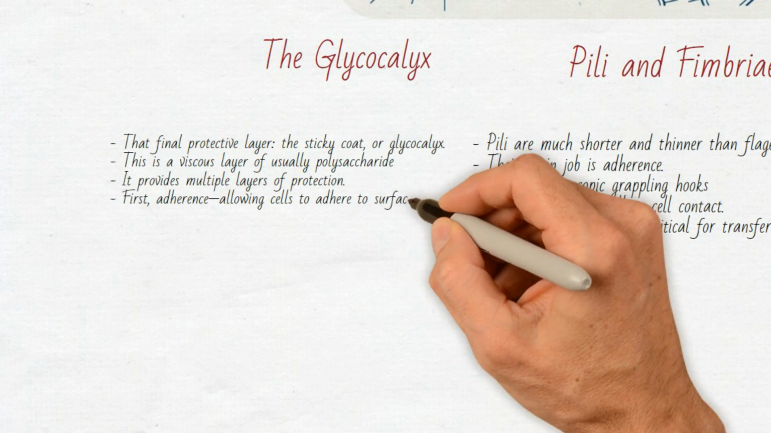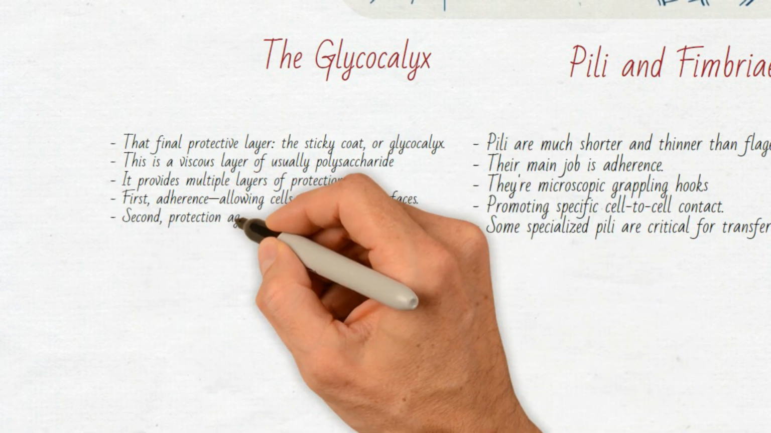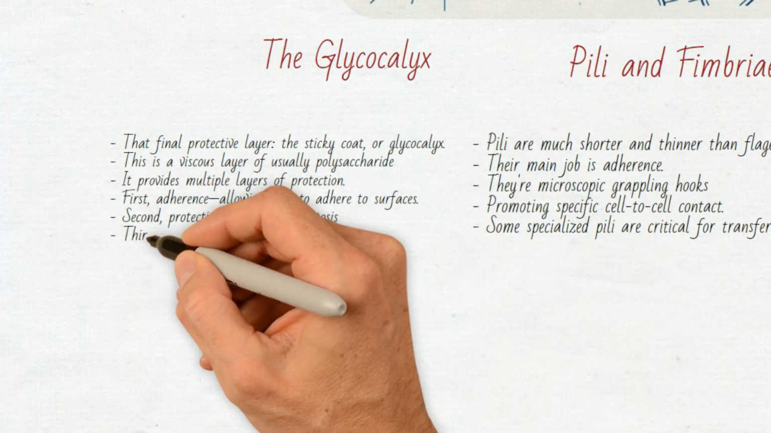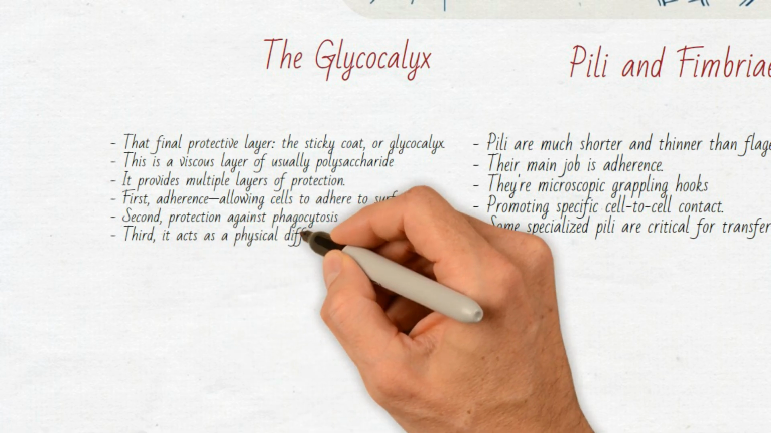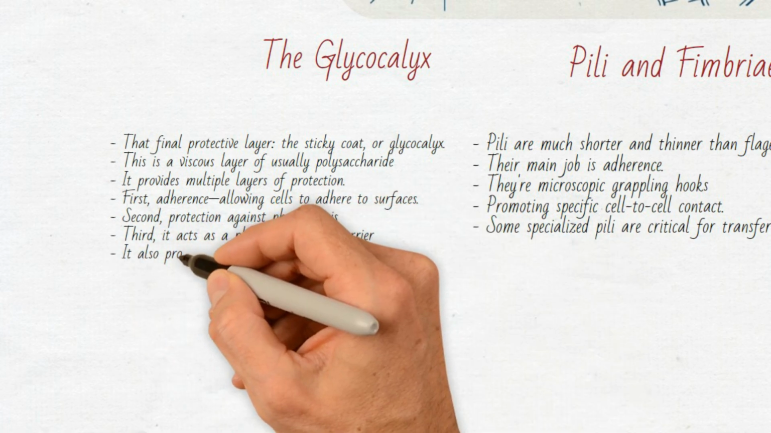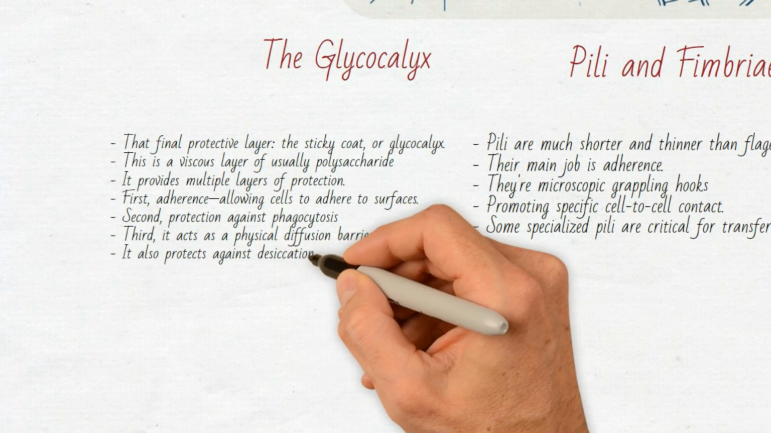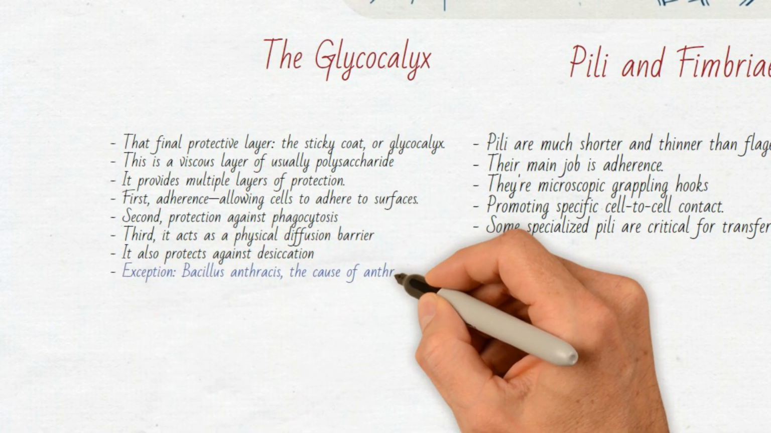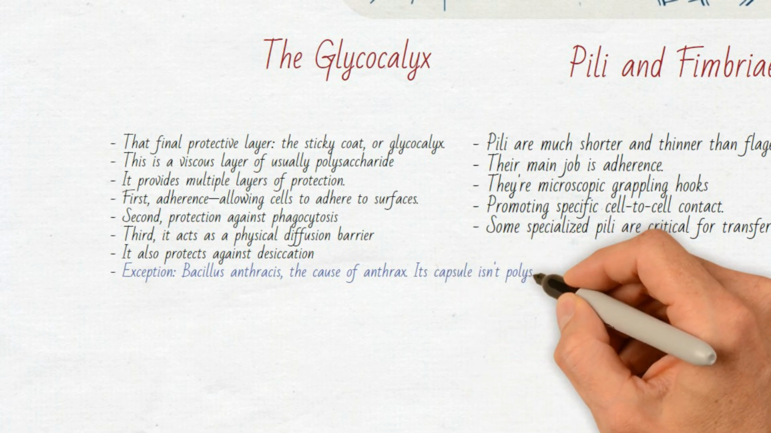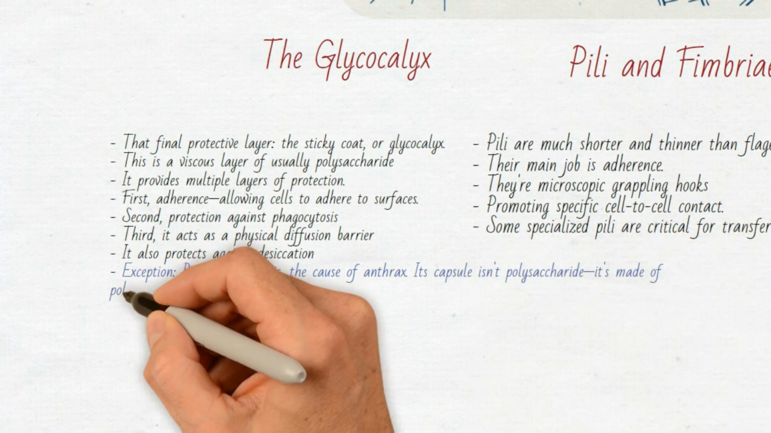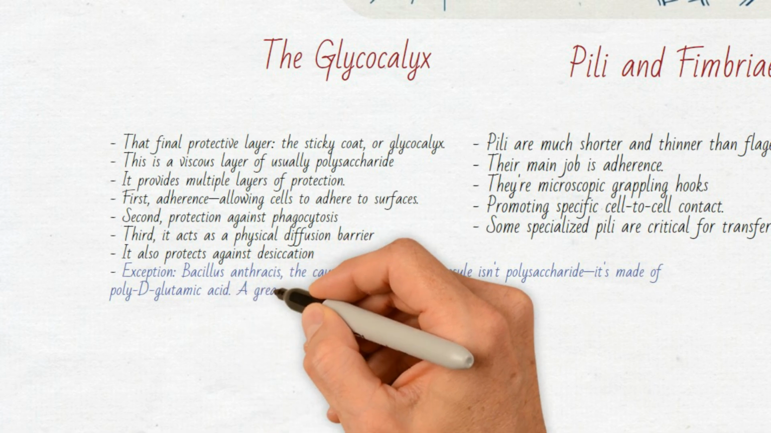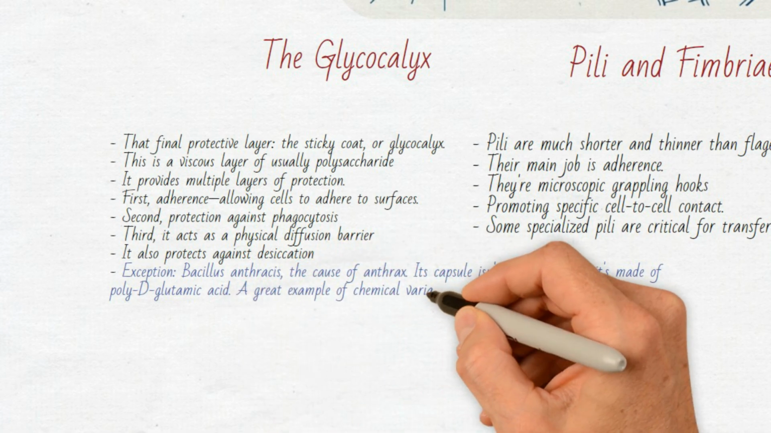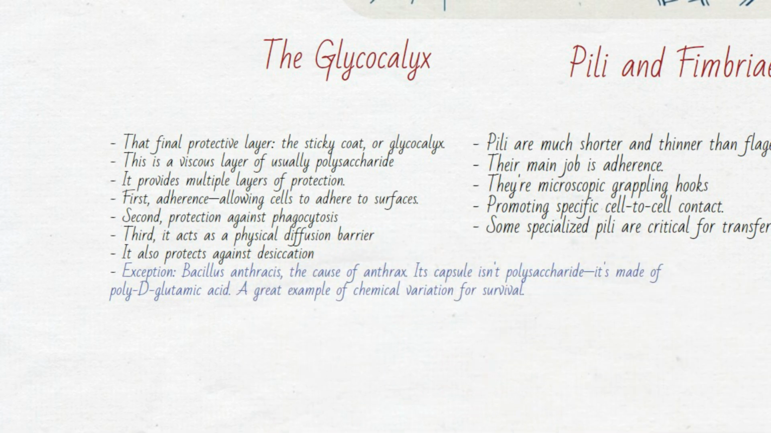It provides multiple layers of protection. First, adherence, allowing cells to adhere to surfaces. Second, and this is critical, protection against phagocytosis. Immune cells just can't grab onto encapsulated bacteria as effectively. They really struggle. Third, it acts as a physical diffusion barrier, offering some protection against antibodies and even some antibiotics, thus contributing to the organism's pathogenicity. It also protects against desiccation, drying out, which really helps in airborne transmission.